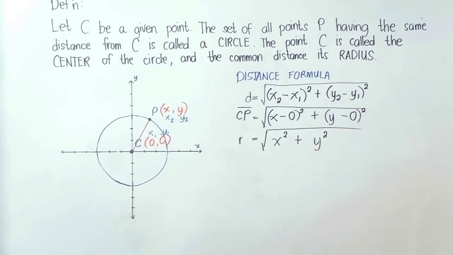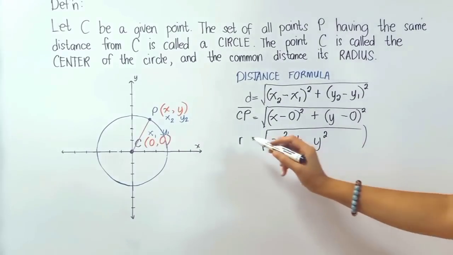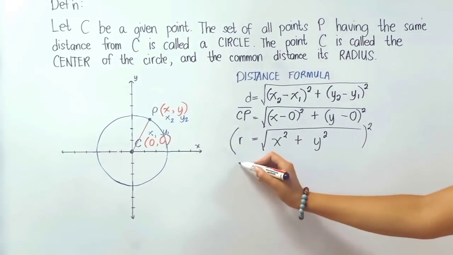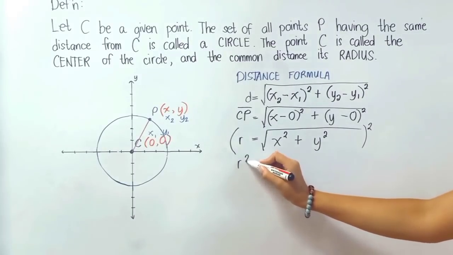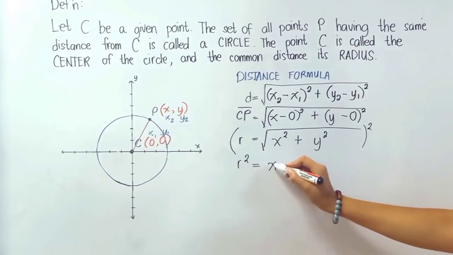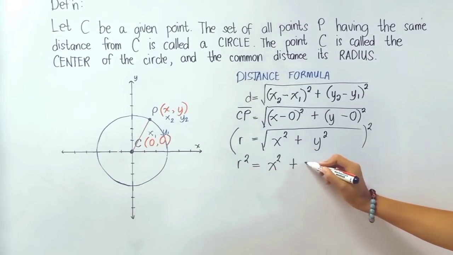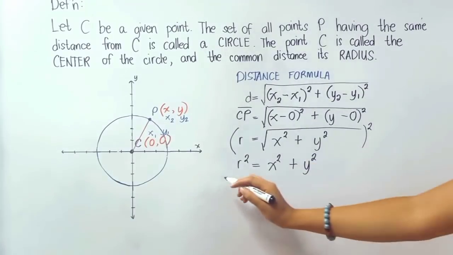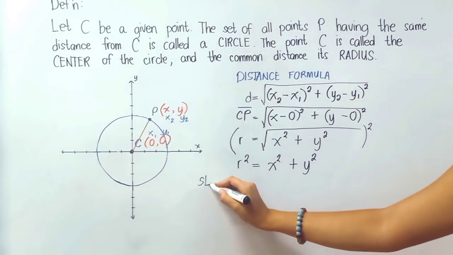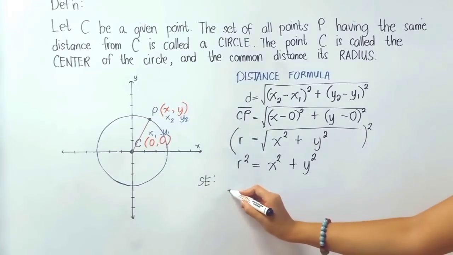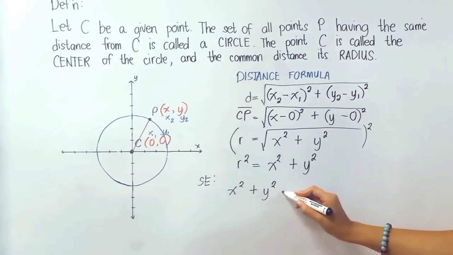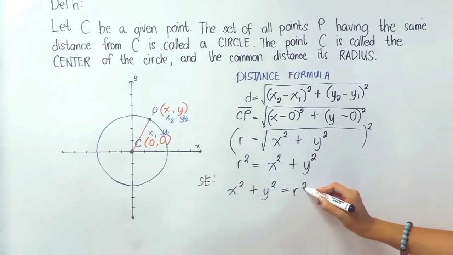Now we want to get rid of the square root. So we will square both sides here. And we'll have r squared is equal to x squared plus y squared. We just got the standard equation of the circle. It's x squared plus y squared is equal to r squared.